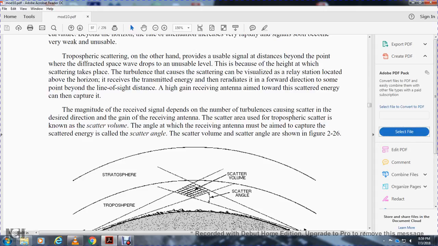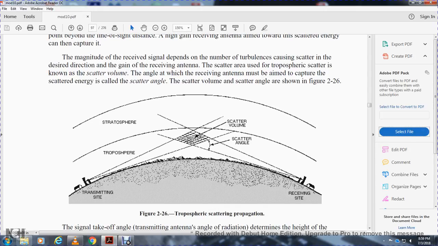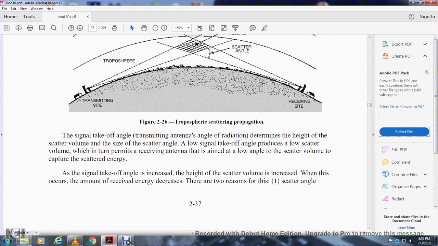The magnitude of the received signal depends on the amount of turbulence causing the scatter in the desired direction and on the gain of the receiving antenna. The area of the troposphere where the scattering occurs is known as the scatter volume, and the angle at which the receiving antenna must be aimed to capture the scattered energy is the scatter angle. The scatter volume and the scatter angle are shown in figure 2-26, tropospheric scatter propagation: transmitting site, tropospheric scatter volume, scattering angle.